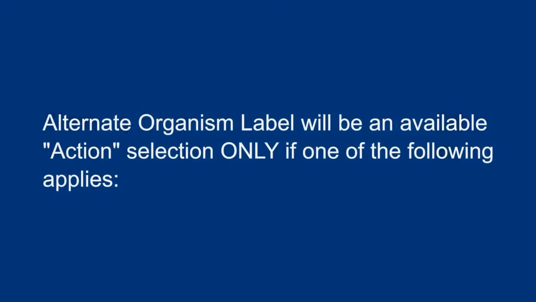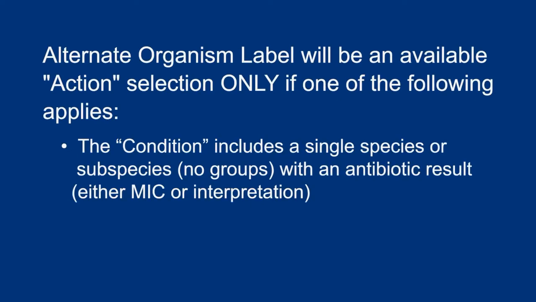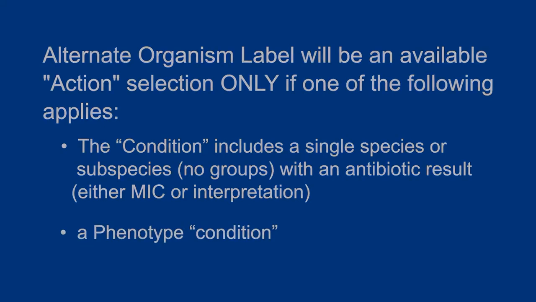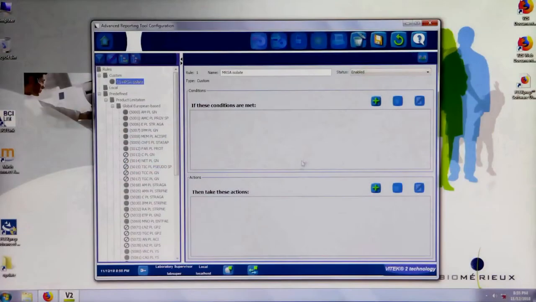Alternate organism label will be an available action selection only if one of the following applies. The condition includes a single species or subspecies, no groups, with an antibiotic result, either MIC or interpretation, or a phenotype condition. To create an alternate organism label for methicillin-resistant Staphylococcus aureus, click on the plus sign in the Conditions pane.